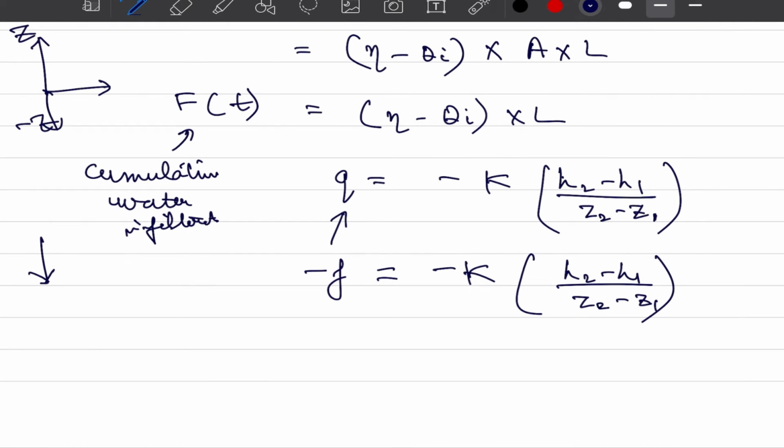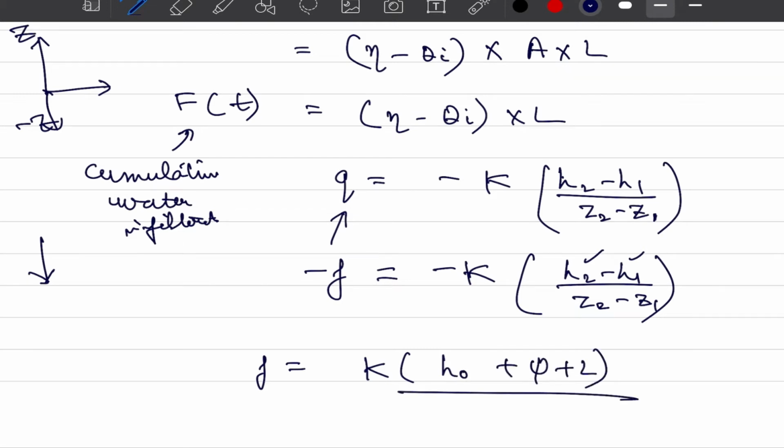So when I substitute these values of h2, h1, z2 and z1, I end up with an expression which looks like f equal to K into (h naught plus phi plus L) divided by L. I am doing nothing special. The minus goes away, and I am just substituting the values of h2, h1, z2 and z1. So this is what we get as the rate of infiltration, and this is the cumulative volume of infiltration that has happened. And now we have to relate 1 and 2.